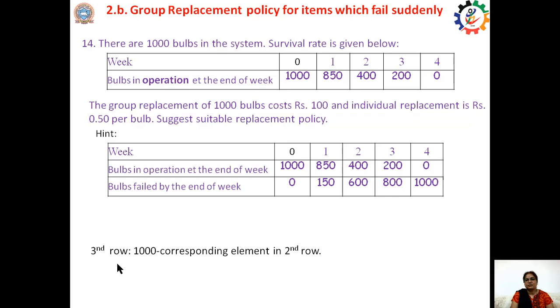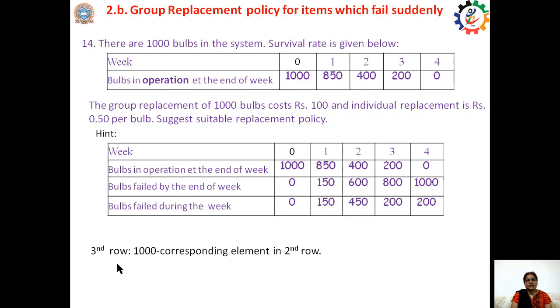1000 minus 850, 150. 1000 minus 400, 600. If total bulbs is 10,000, correspondingly you have to subtract from 10,000. In the previous problem it was given as 100, no? Irrespective of the number given here, it was in terms of percentage and 100 was considered. Then you have to subtract from 100. You have to see that based on data you have to consider. It doesn't always depend on number. Sometimes they give the number, sometimes they consider 100 as the base. Next row, how do we calculate? Fourth row, bulbs failed during the week. This is the cumulative. By the end of the second week, 600 got failed.